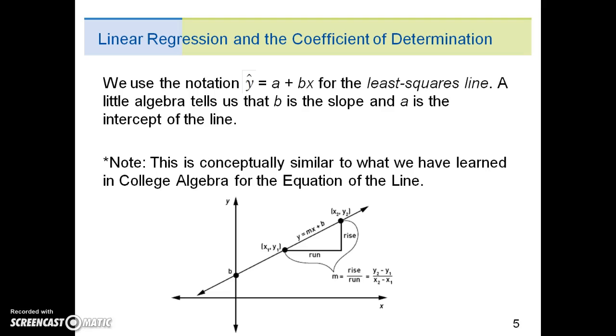We use the notation y hat equals a plus bx for the least squares line. A little algebra tells us that b is the slope and a is the intercept of the line. Note that this is conceptually similar to what we have learned in college algebra for the equation of the line, y equals mx plus b, where m is the slope and b is the y-intercept.